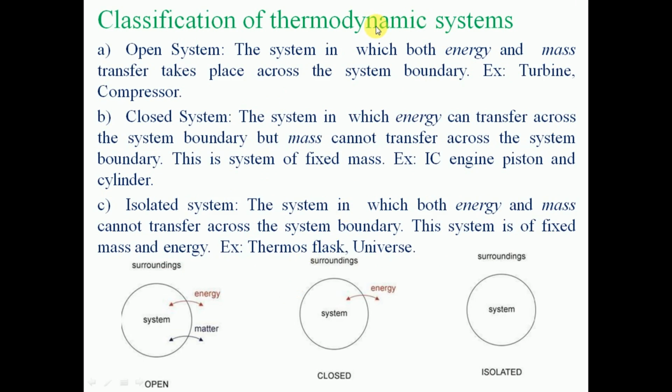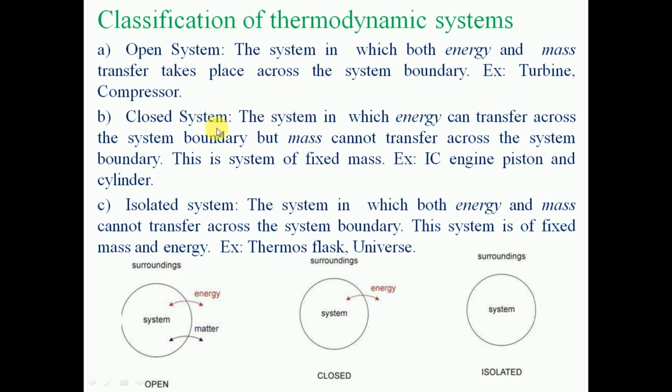Then the thermodynamic systems that we have considered are of three types. The classification of thermodynamic system: the first one is the open system. The open system is one in which both energy and mass transfer take place across the system boundary. Example: turbine, compressor. Here both energy and mass transfer across the system boundary.